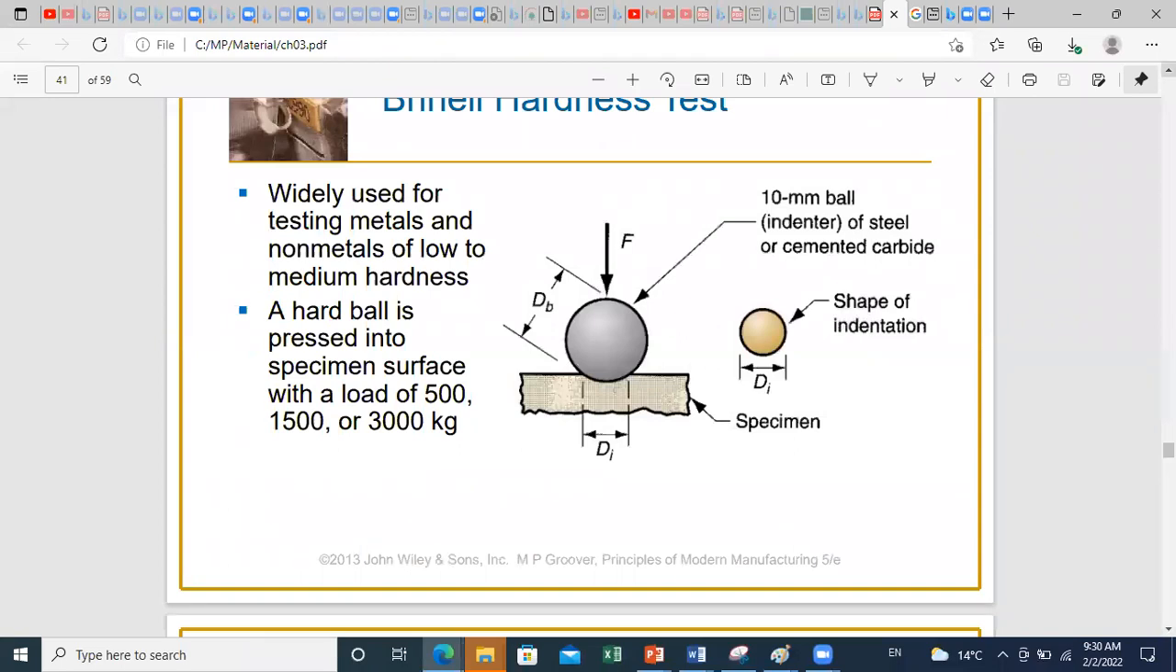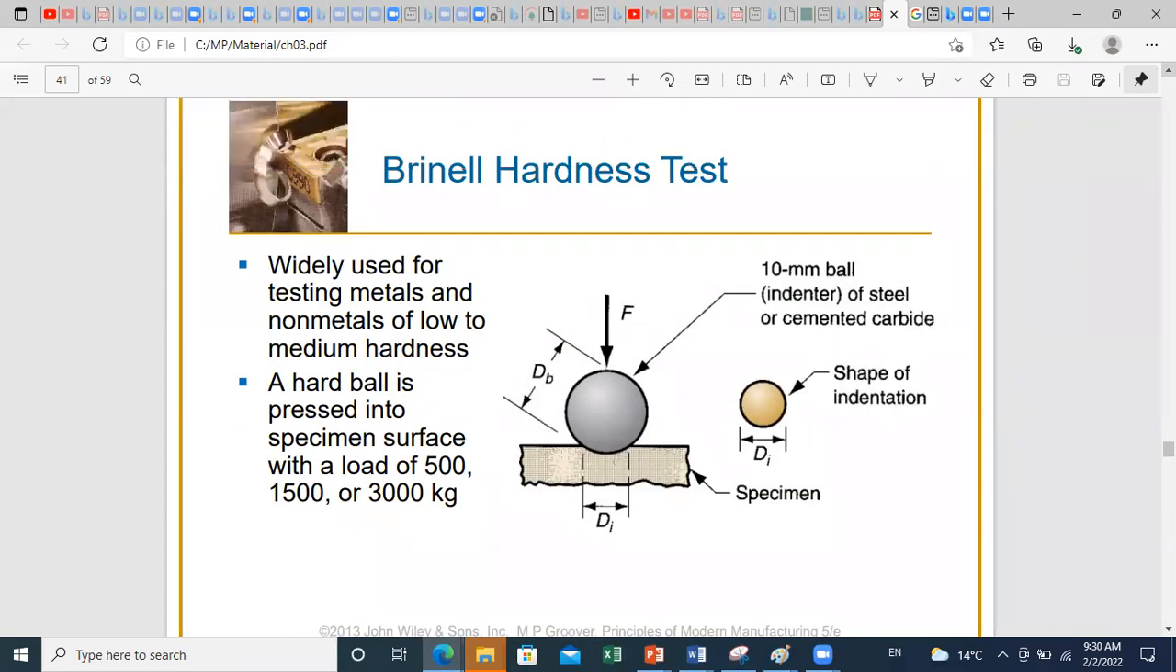Now, what is the idea of these tests? As we said, hardness is opposition to indentation, which is a certain permanent deformation caused when you have two materials in contact with each other. So let us say you have a specimen and you want to test its hardness. One way will be to do the following.